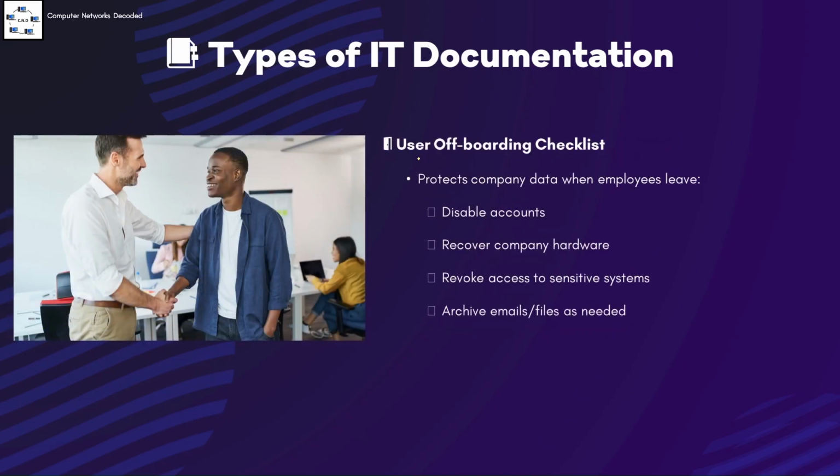So next is the user offboarding checklist. This checklist, and this type of document, protects company data when employees leave the organization, and this checklist may include the disabling of the user accounts, recovery of the device that was assigned to the user, revoking of the user access to sensitive systems, and archiving of the mail or files related to the user as needed.